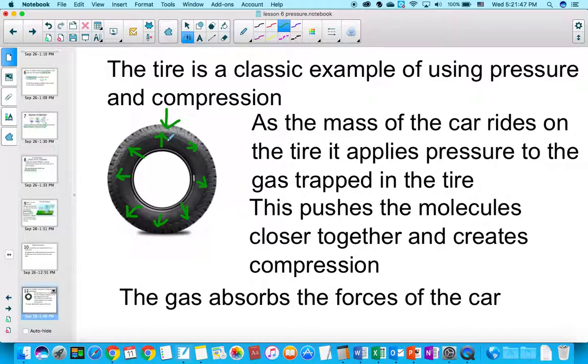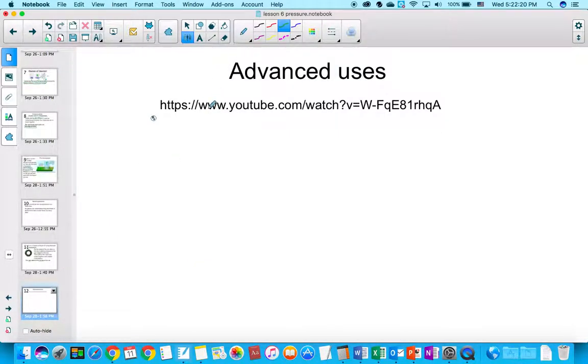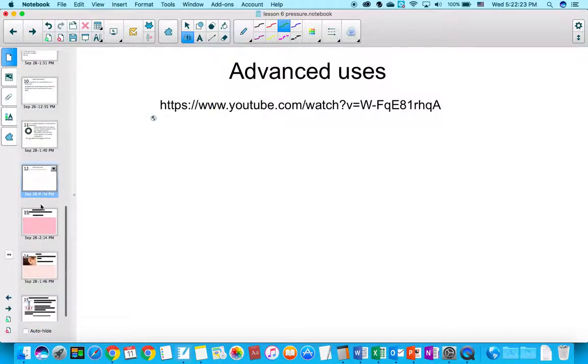is then applied to the gas, the air in the tire, and that energy, that pressure, that force is pushed out in all directions. And that makes the tire very good at holding weight because it spreads that weight out in all directions. So the gas absorbs the forces of the car because, as more pressure is applied to the gas, it pushes out in all directions. So there's some advanced uses of pressure you can see on your own time, but we're going to keep moving forward.